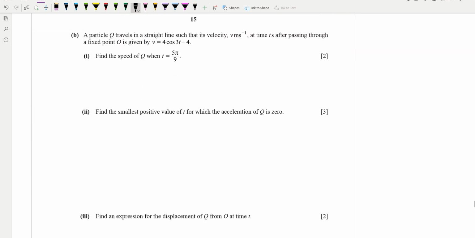Now B part, and B part says a point Q travels in a straight line such that its velocity v meter per second at time t seconds after passing through a fixed point O is given by v is equal to this one. Find the speed of Q when t is equal to this. So this is a 2 marks question.